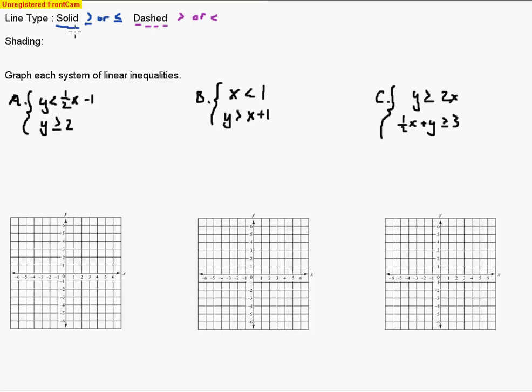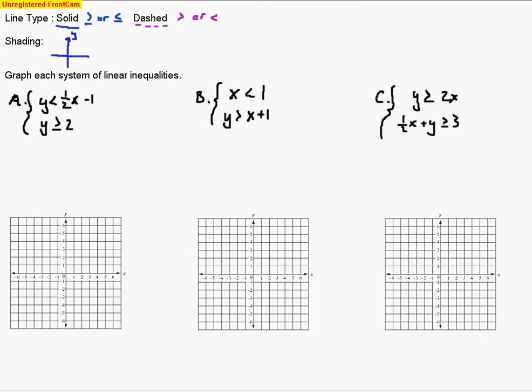What that represents, the solid line means that the solutions are on the line along with being either above or below. Dashed means the solutions are not on the line. They're either above or below. Well, we also have shading. So if I sketch a little coordinate plane, xy axis, here's my y-axis. Now, we're usually going to shade above or below the line, but we could also shade left or right.